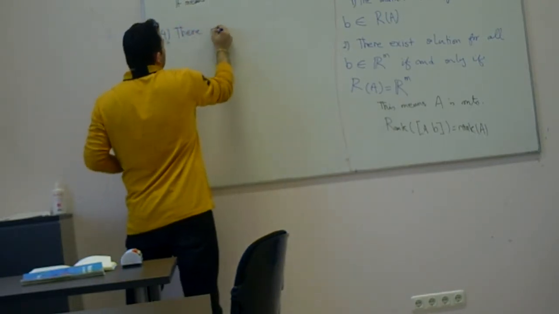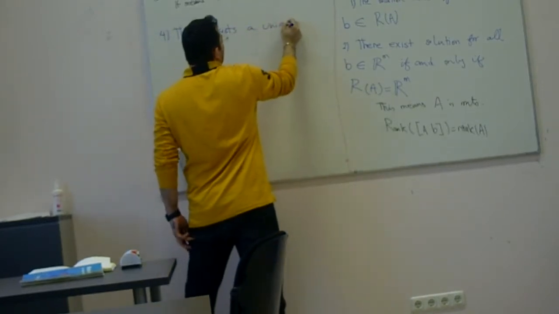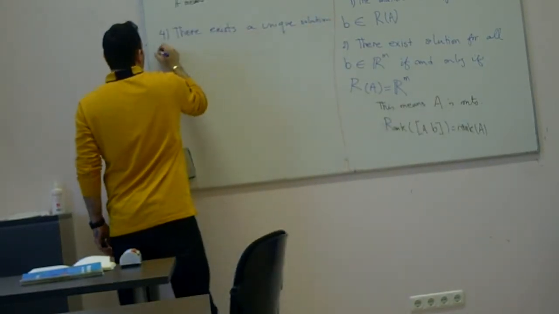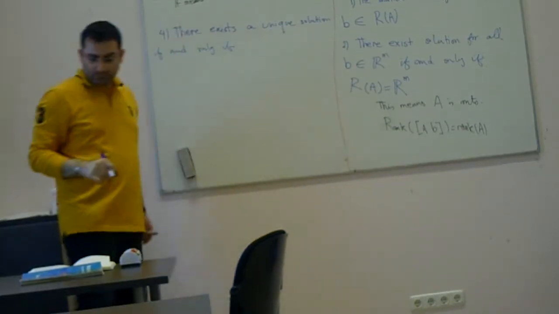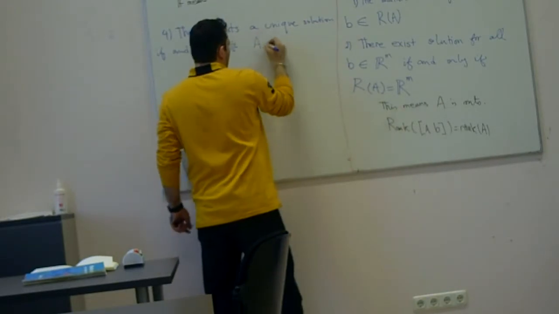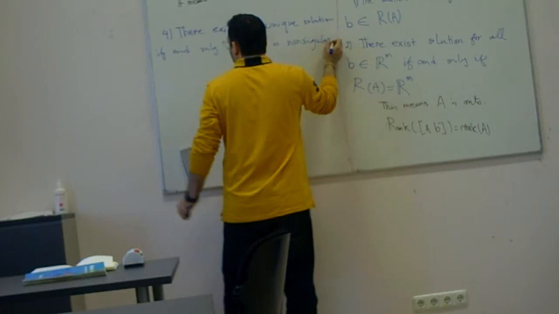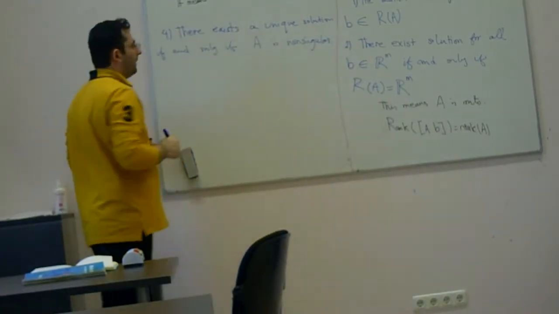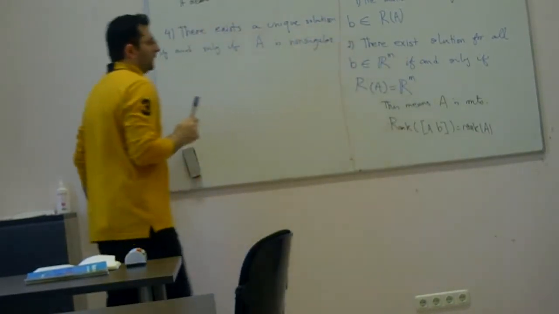There exists a unique solution if and only if A is non-singular, but this is a unique solution for all values of B's belonging to Rm.